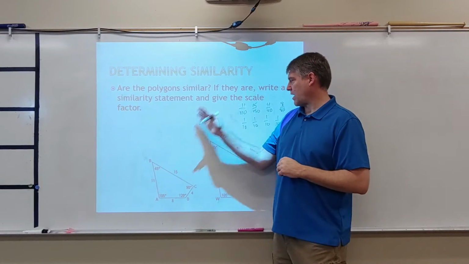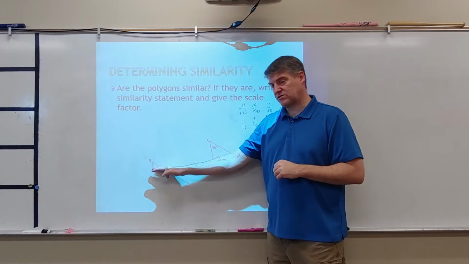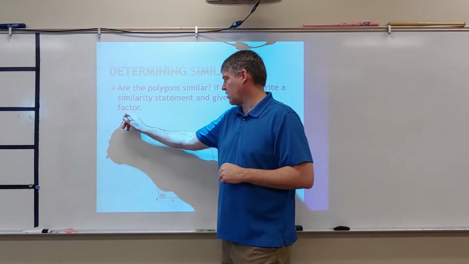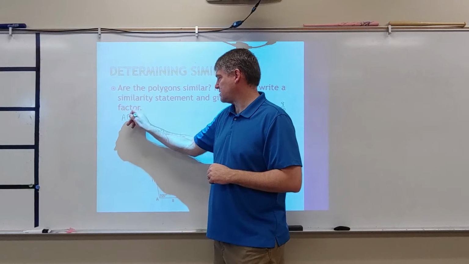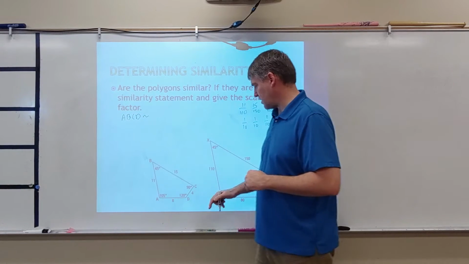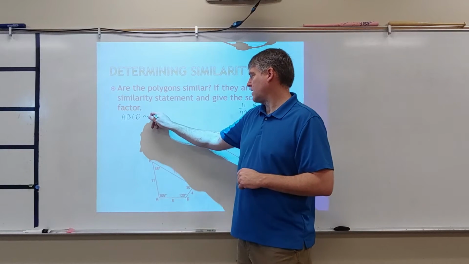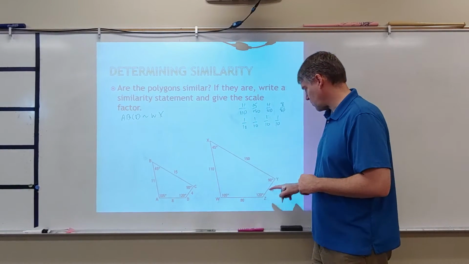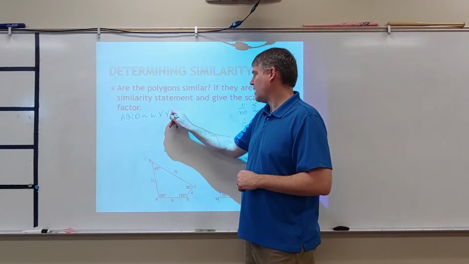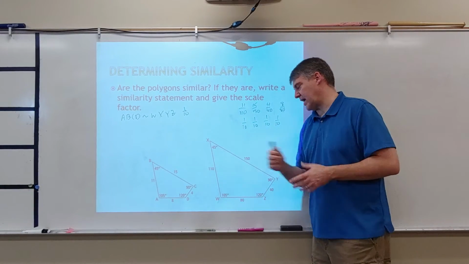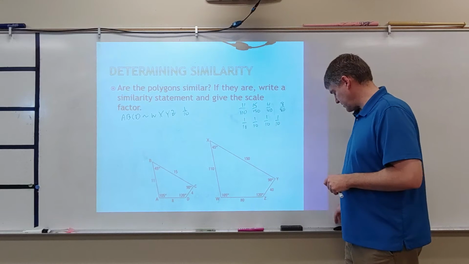So when I write my scale factor, I'm going to put this polygon to this polygon. So I'm going to go ABCD is similar to, and now I need to keep my corresponding order, WXYZ, and then my scale factor is 1/10. So this is 1/10 the size.